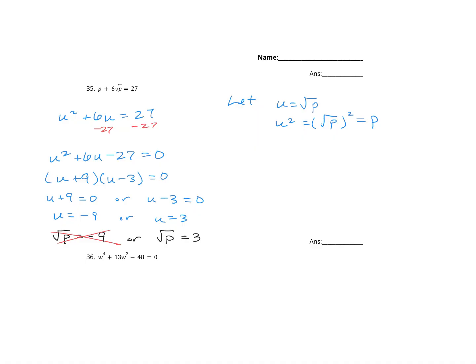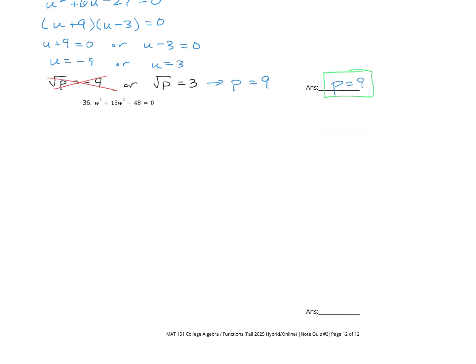And then for the other equation, if we square both sides, we're going to get p equals 9. And if you do take 9 and plug it back in, you'll notice it works because that's 9 for p. The square root of 9 is 3, so 6 times 3 is 18, and 9 plus 18 does make 27. So p equals 9 is a solution for that radical equation.